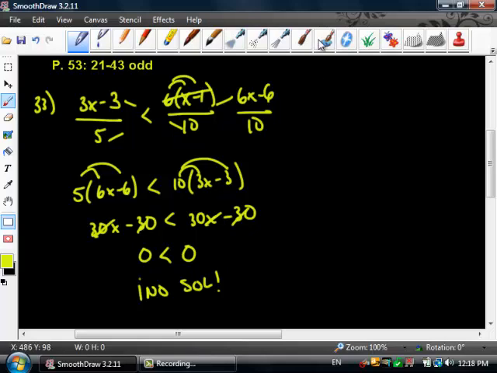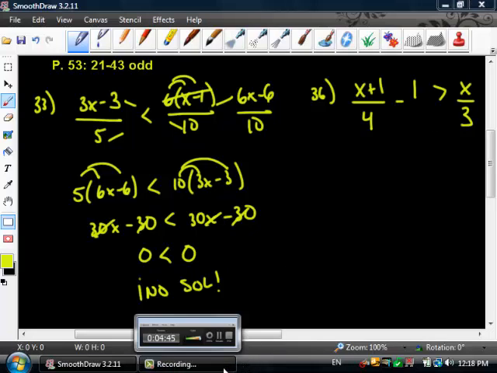Let me give you guys one to do on your own. This one's actually a little bit harder because there's going to be a step involved before you do the cross multiplication. So I'll give you some time to ponder that one.